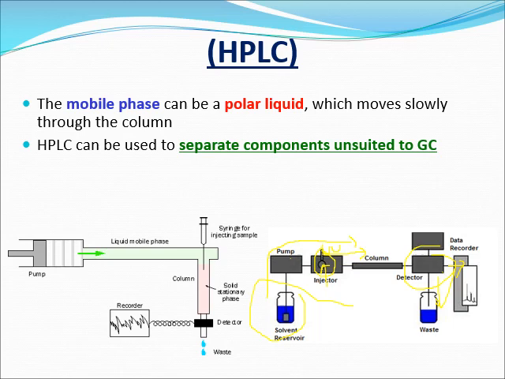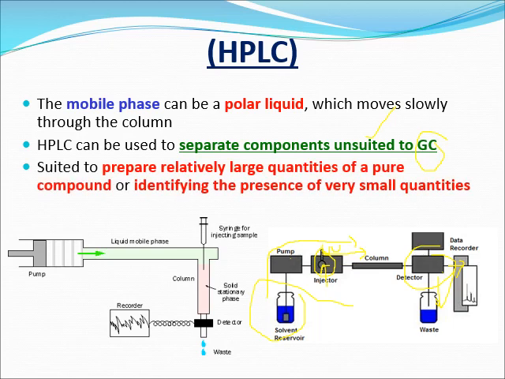HPLC is used to separate components that are not suitable for GC. What is GC? GC is gas chromatography. GC usually analyzes compounds that are volatile, which can evaporate. So for samples that are not suitable for GC, you can use HPLC. And HPLC is very good because it can identify the presence of very small quantities inside your sample.